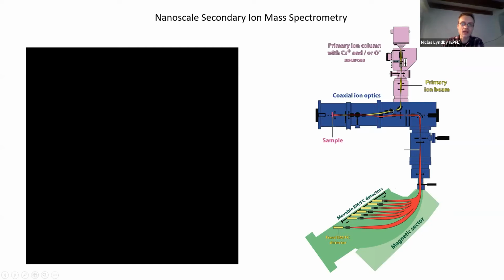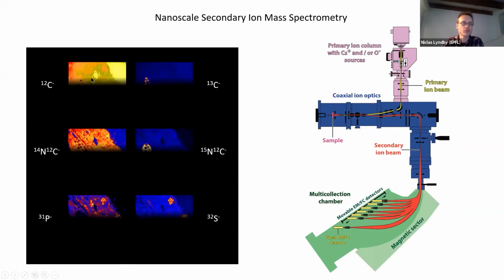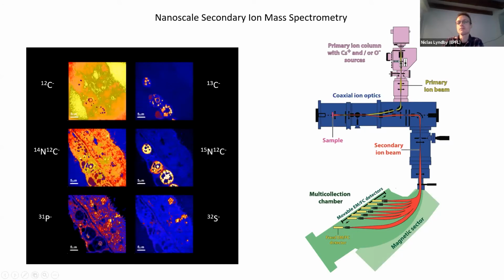We apply a primary ion beam to them. This sputters off a secondary beam of ions that are then collected in this multi-collection chamber. And as the primary ion beam scans across our sample, we are able to generate these isotopic maps. So we can basically identify which isotopes are present where in our sample visually.